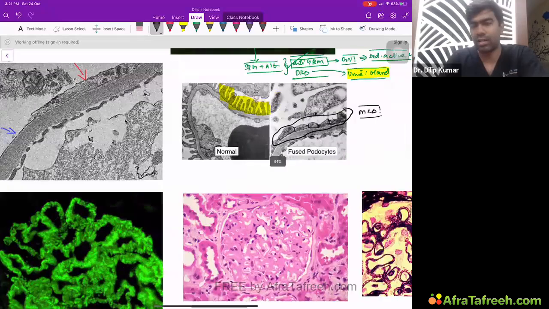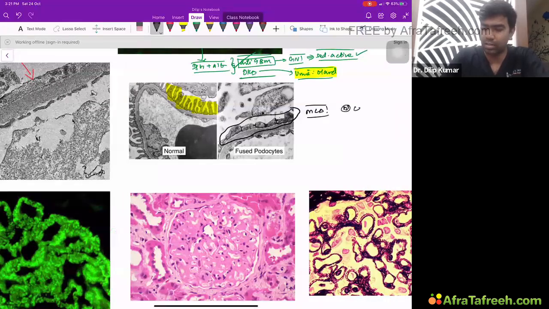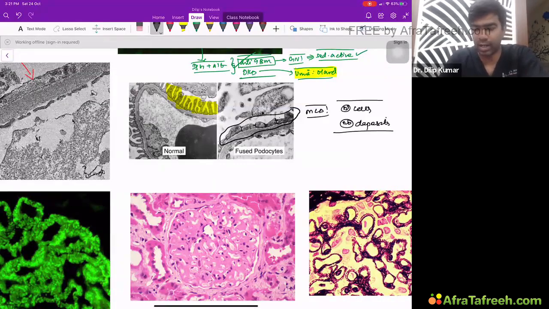But remember, in conditions like membranous nephropathy, even though there is fusion of foot processes of podocytes, you'll be seeing other findings like electron dense deposits. But in minimal change disease, there will be normal cells, no deposits whatsoever. Immunofluorescence will be negative, light microscopy will be negative. The only finding you will be seeing is the fusion of foot processes of podocytes. That's what you're going to see.